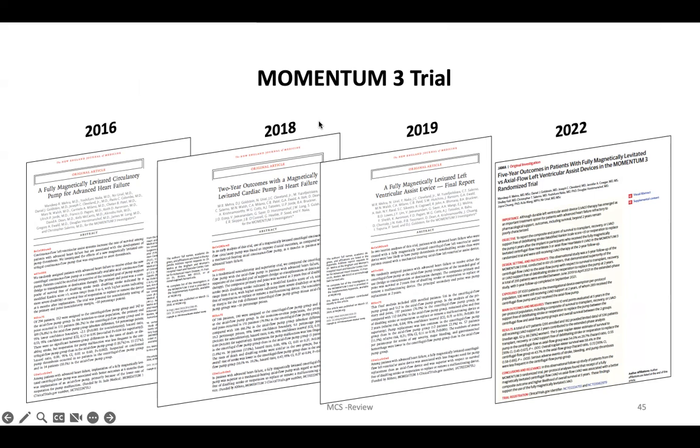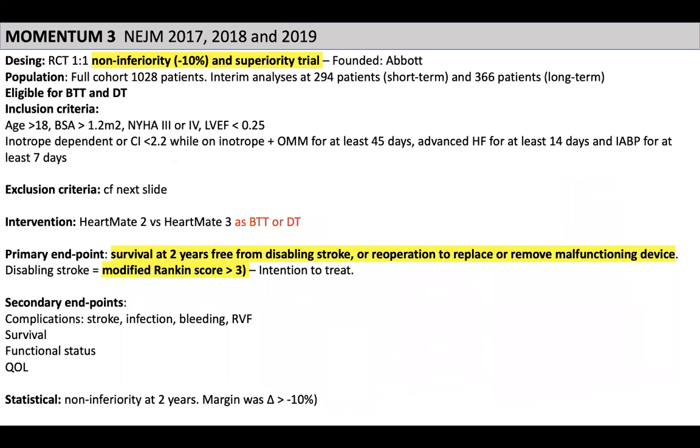So I guess you are all familiar with the Momentum 3 trial. There are 4 publications. The last one is 2022, and it's a 5 year update. I put here a couple of important findings or important things you may want to know. This slide is derived from the first 3 papers. Basically, the design is a randomized controlled, non-inferiority trial. The population is 1,028 patients eligible for bridge to transplant and destination therapy.